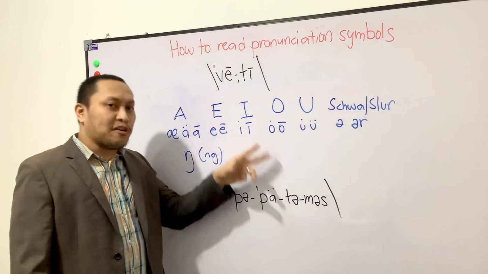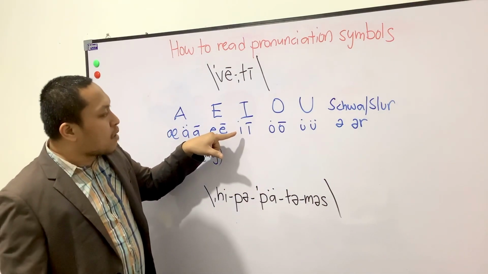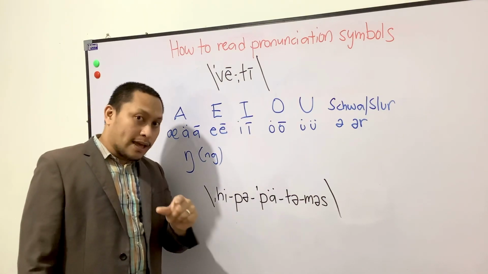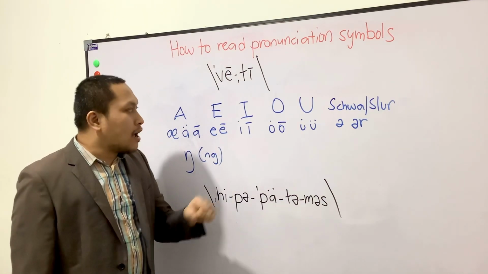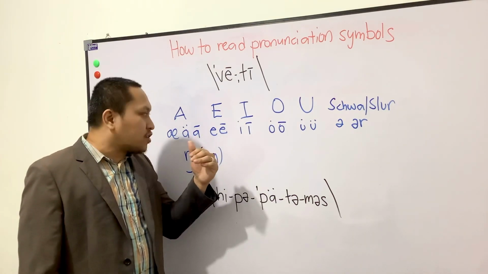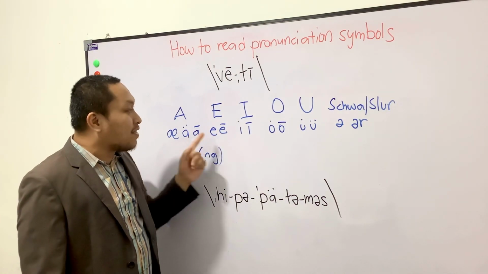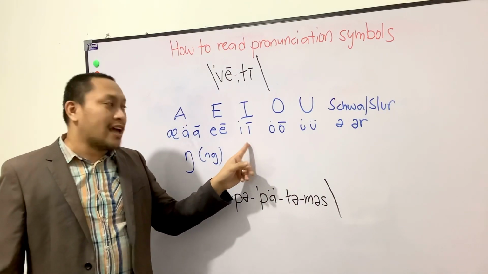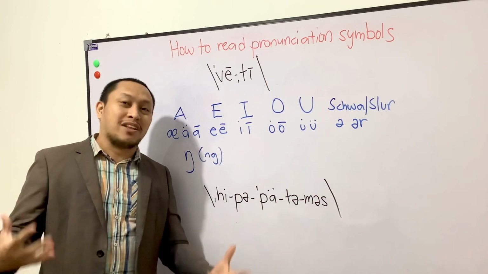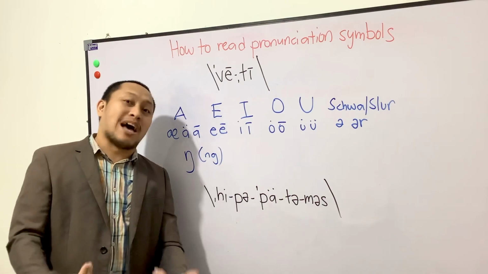Now let's go to the I group. If you see a simple small letter I, this is short I. I. That's short I. Okay? If you see a small I, but there's a short line above it, just like long E and long A, then this is also a long sound. And the long I is I. So see, it's just the name of the letter. Okay, say it, and that's all with the sound itself.